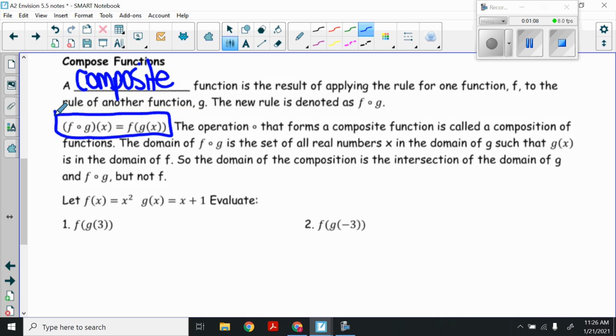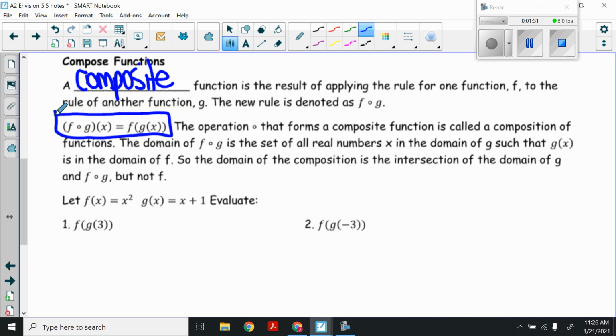composition of functions. The domain of f of g is the set of all real numbers x in the domain of g, such that g of x is in the domain of f. So the domain of the composition is the intersection of the domain of g and f of g, but not f. Okay? That will make a lot more sense once we start working things out.